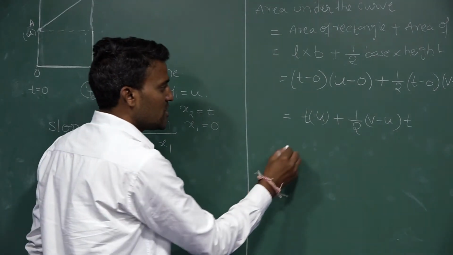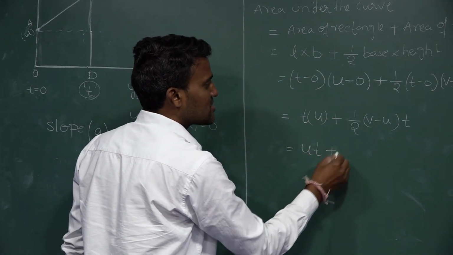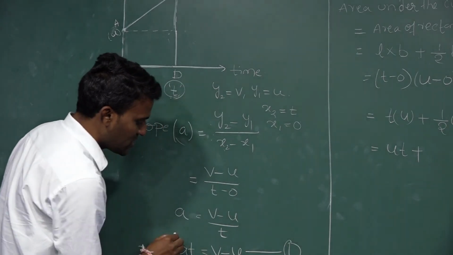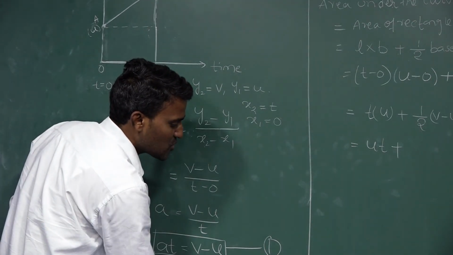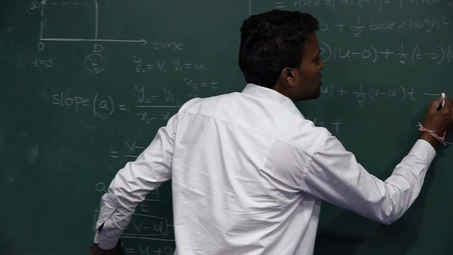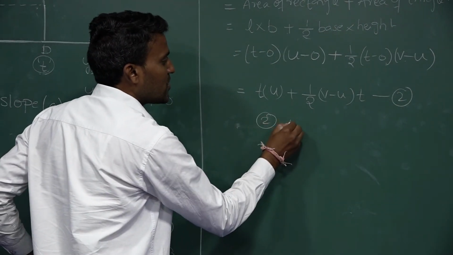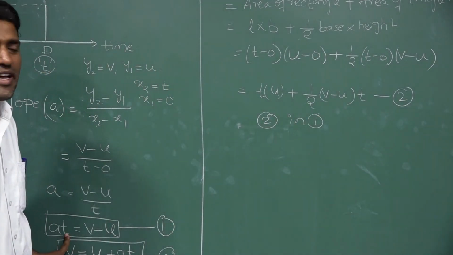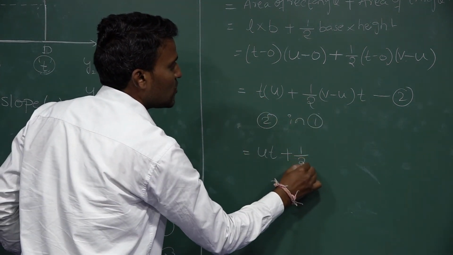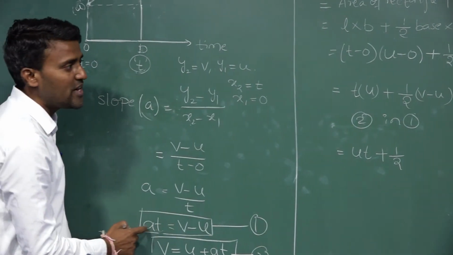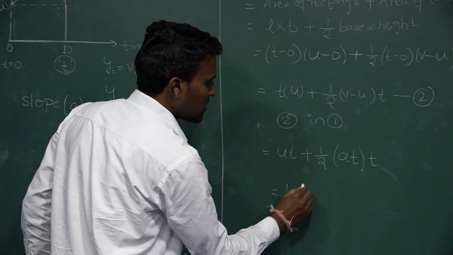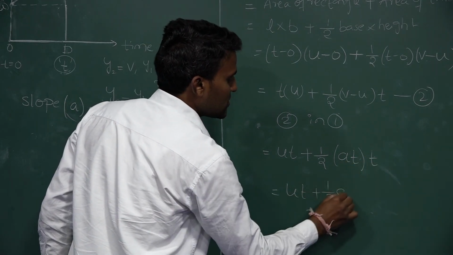Area under the curve: first u into t, ut, plus half (v minus u) t. From the first equation, this is equation number 1, and this is equation number 2: v minus u is equal to at. Substituting equation 2 in equation 1, we get ut plus 1 by 2 into at into t, that is ut plus half at square.